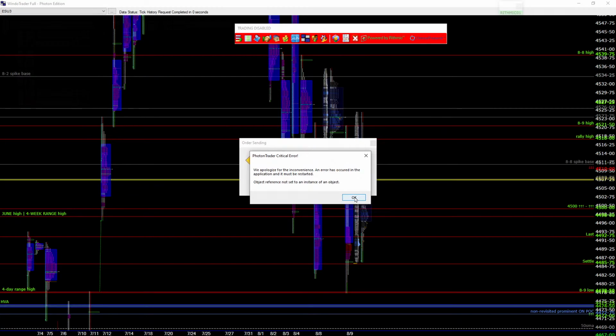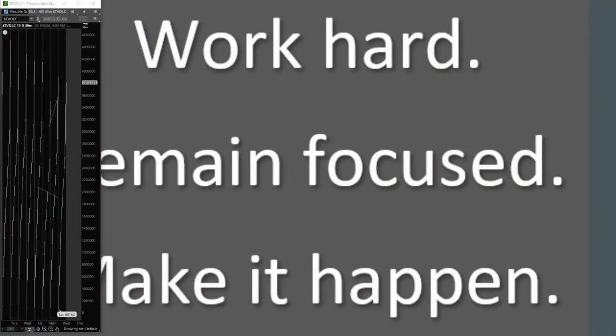Okay. Oh my God, this has closed. What have I done? I had to open it again. Now I have to download the whole application again. What the hell happened here? Brother, I have to disconnect. I have to remove the Photon Trader. I have to do it all over again.